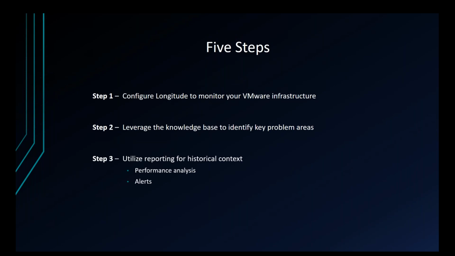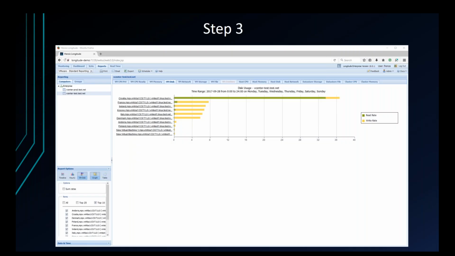Step three is you're going to utilize Longitude's built-in reporting. All the metrics that Longitude collects, as well as any resulting alerts, are all archived in Longitude. And Longitude's built-in reporting makes it real easy to generate reports on performance and on availability as well. And here we see a sample report. We're looking at disk I/O per disk per VM. So we'll be generating some of these in a short while here, but these reports are very quick and easy to generate, and they provide information in a clean and concise format.